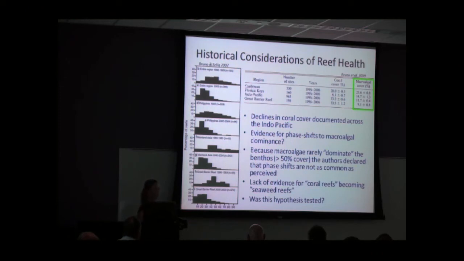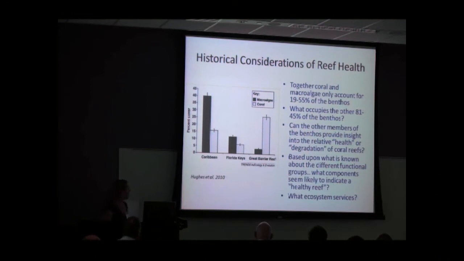Seaweed is a generic term that includes turf algae, and actually crustose coralline algae are seaweeds also. So this hypothesis wasn't tested. And several of the authors, or several of the members of this working group who are here today, reanalyzed these data and plotted coral cover and macroalgal cover for the Caribbean, Florida Keys, and the Great Barrier Reef.